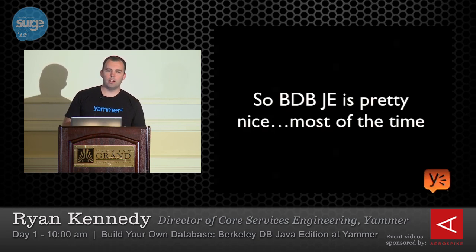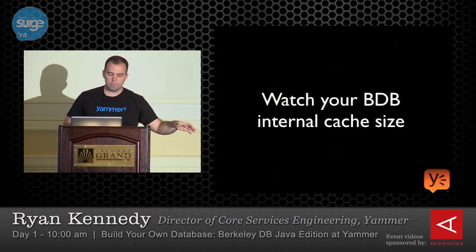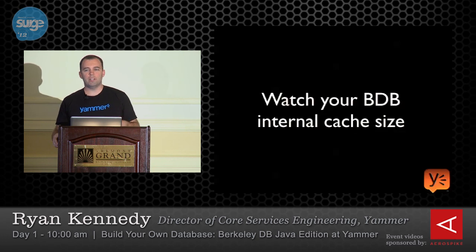More JVM heap is not always better. So we talk about the fact that you have this Berkeley DB cache, and you're like, oh my god, Berkeley DB has this cache. It makes things go faster. I'll just give all the RAM on the box to the JVM so that it can give it to the BDB cache. What we end up finding is that all of our I/O operations suck really bad.